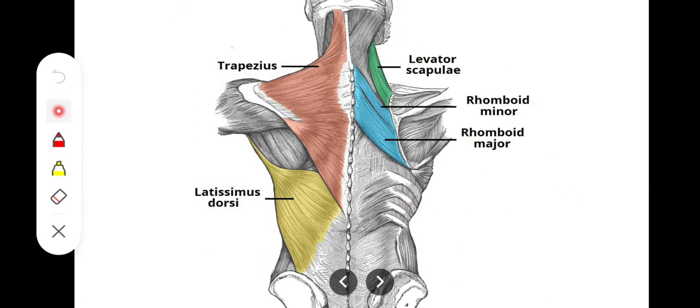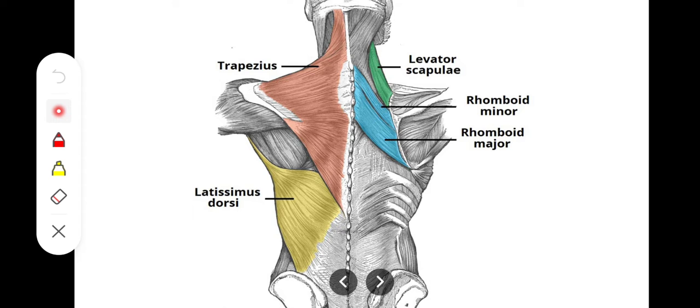There are some intrinsic muscles or the small muscles of the back, and there are some large or the extrinsic muscles of the back. In this section, we'll be studying the big or the extrinsic muscles of the back. These are 5 in number: the trapezius, the latissimus dorsi, levator scapulae, rhomboid minor, and rhomboid major. These are the 5 important muscles of the back which are going to come into your exams as well.